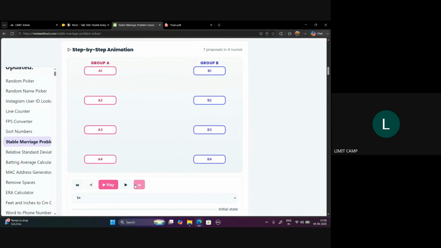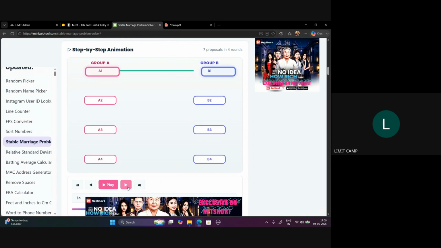So now we start this. For starters, B1's first choice was A1. B1 proposes to A1. A1 is free, so it accepts and an edge is formed. Now B2 proposes to A3. Again, it was free, it accepts. B3 proposes to A4. It was free, it accepts. Now B4 proposes to A4.